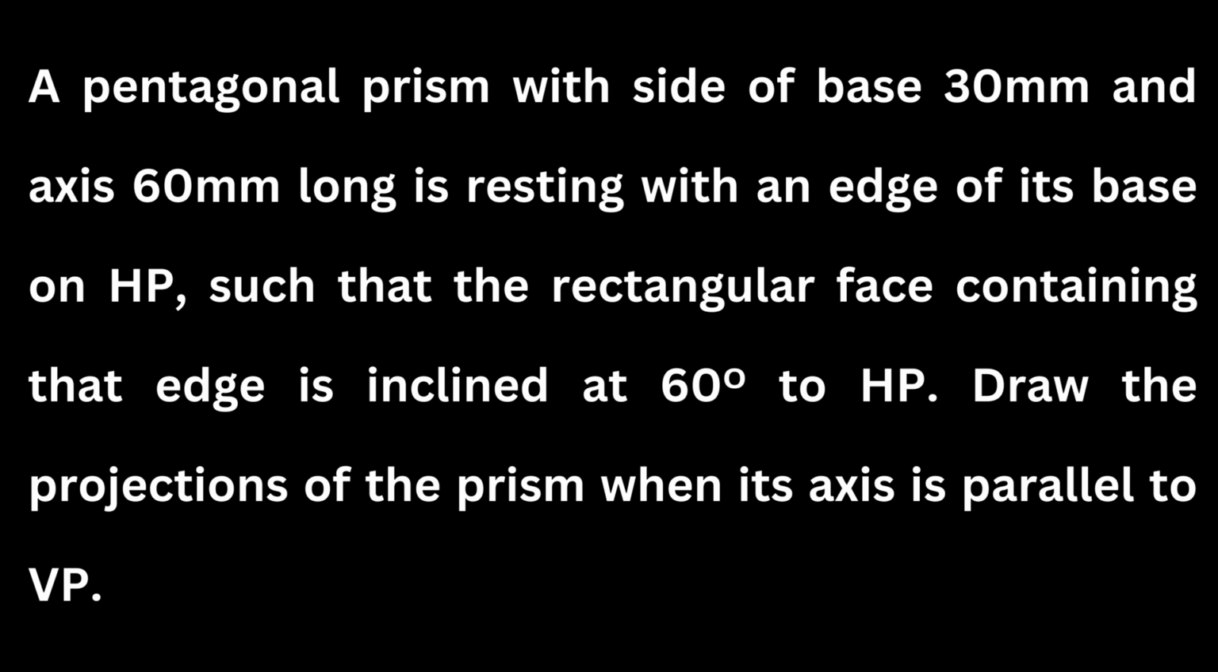In this case, a pentagonal prism is inclined to HP and parallel to VP. Here we follow the rule that if the solid is given inclined to any of the principal planes, in the first step we make it perpendicular to that principal plane. Since in this question it is given inclined to HP, in the first step we will make it perpendicular to HP, and then we will make it inclined to HP. So let us start.